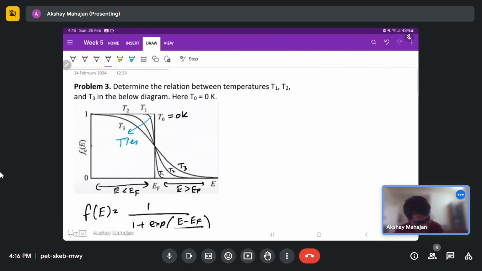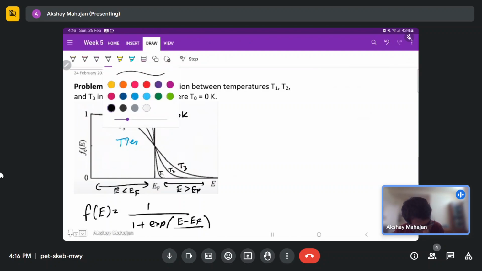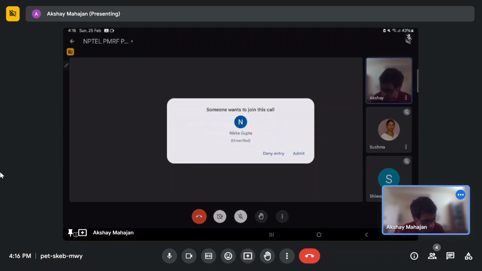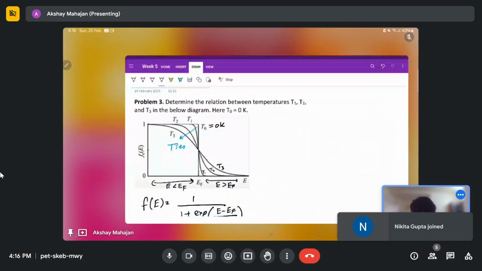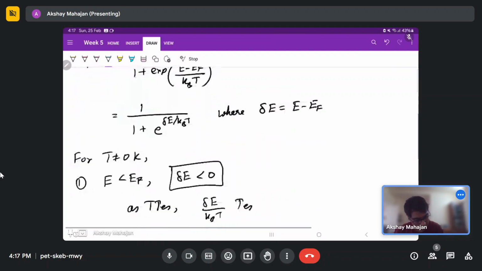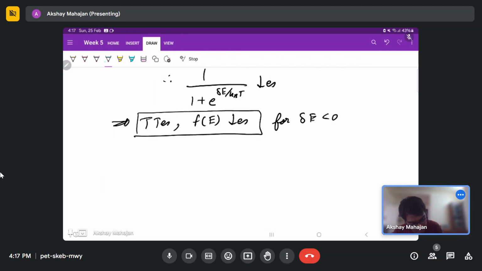Alright. So here we can see that in this direction, since the Fermi-Dirac distribution is decreasing, it means our temperature is increasing. So temperature is increasing in this direction. That's why we can say that from here T3 is greater than T2 is greater than T1. This will be our final answer.